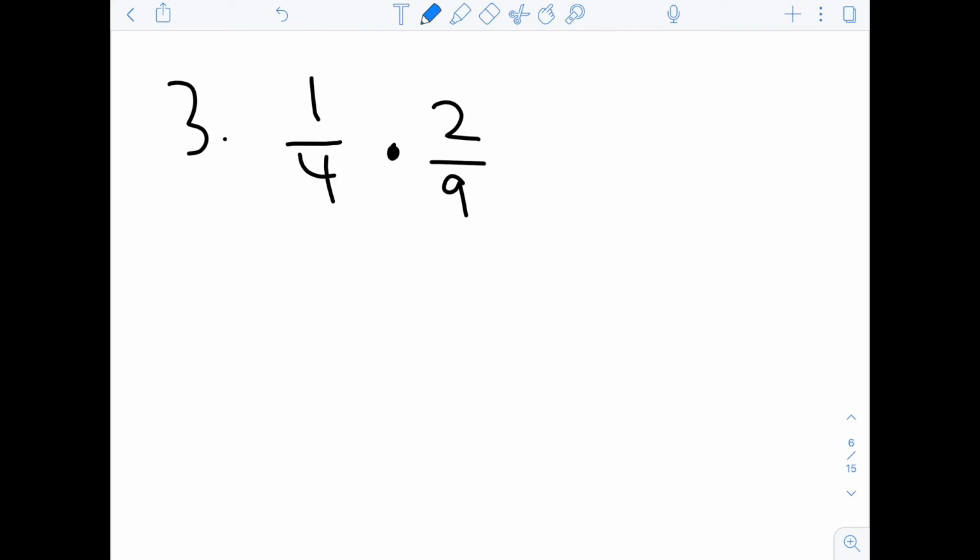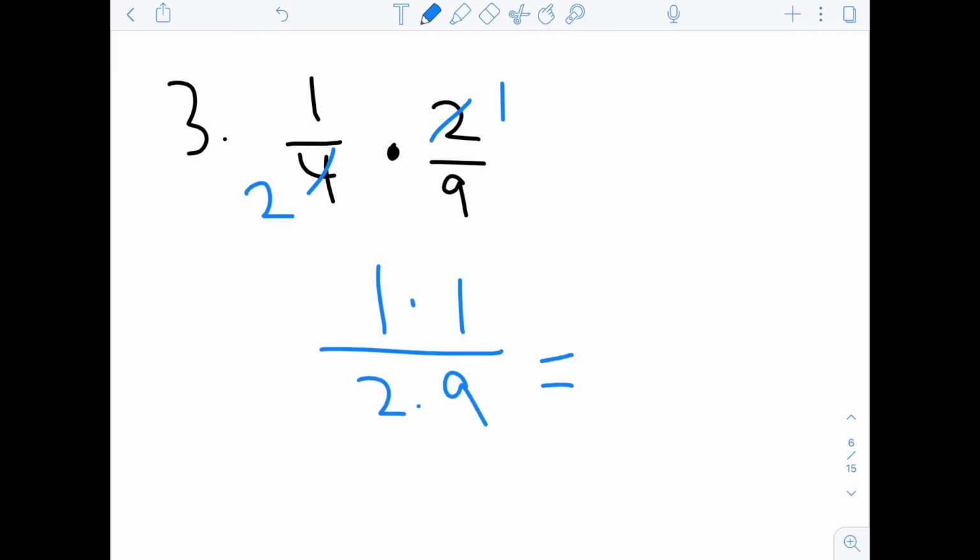Now in this case, we have 2 over 4. So what we could do is simplify this and make that a 1 and make that a 2. So we just divided both of them by 2 because they're both even. So now we have 1 times 1 divided by 2 times 9, which is just 1 over 18.